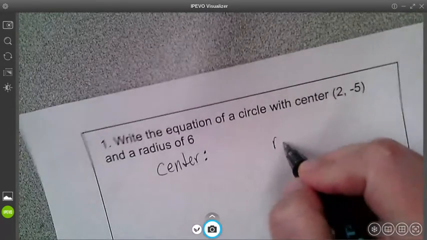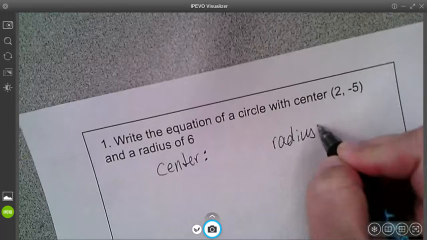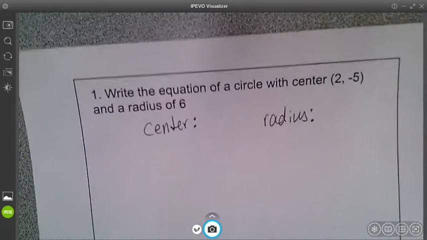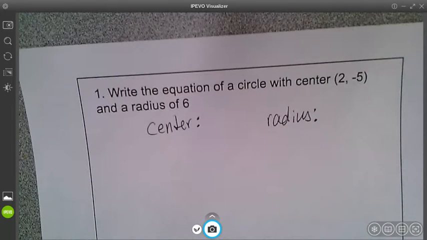So what I'm going to do is, to have the equation, you have to have the center and you have to have the radius. That's the 2 pieces of information you need. So that's what I'm going to focus on. Do I have the center? If not, how to get it? Do I have the radius? If not, how to get it?